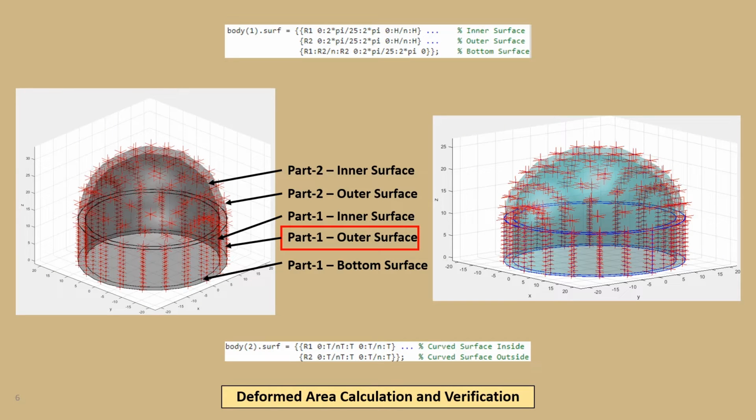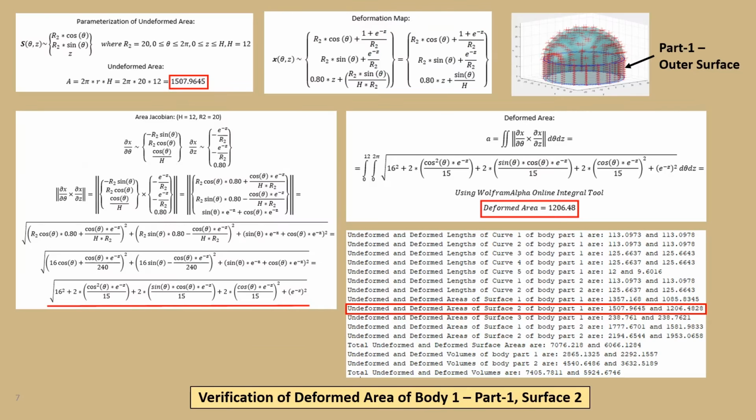In this slide, I'm highlighting the surface that I'm calculating my deformed area of, which is just the outside surface of my hollow cylinder, as well as the appropriate lines of code and the deformed structure itself where it's collapsing exponentially. In order to verify the deformed area of the outer surface of my hollow cylinder, I first had to parameterize the surface. It's a function of height as well as the angle theta, as the outside radius is fixed at a value of R2. Using basic geometry, the undeformed area comes out to be 1507.9645, which exactly matches my MATLAB output, as you can see highlighted there.